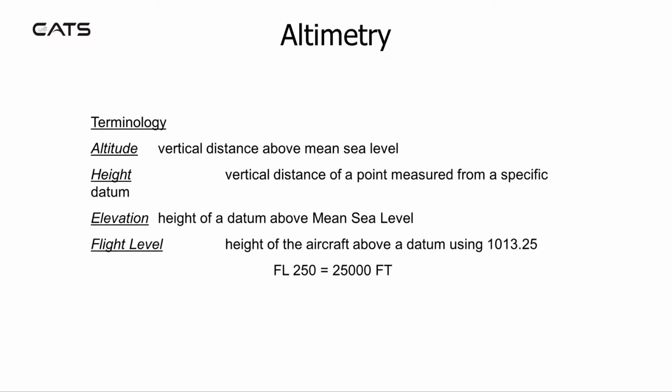Altimetry. Altitude is the vertical distance above mean sea level. Height is the vertical distance of a point measured from a specific datum. Elevation is the height of a datum above mean sea level. Flight level is the height of the aircraft above a datum using 1013.25 hectopascal. For example, flight level 250 is 25,000 feet.